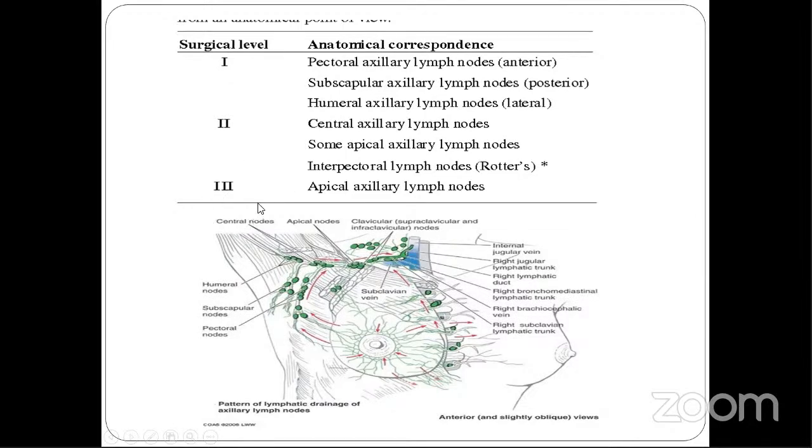Level number 3, apical axillary lymph nodes. So the axillary lymph nodes are distributed in 3 levels: the pectoral one, subscapular, humeral. We finish level 1. Finish level 2, so there will be central and some apical. Level 3, mainly apical lymph nodes.